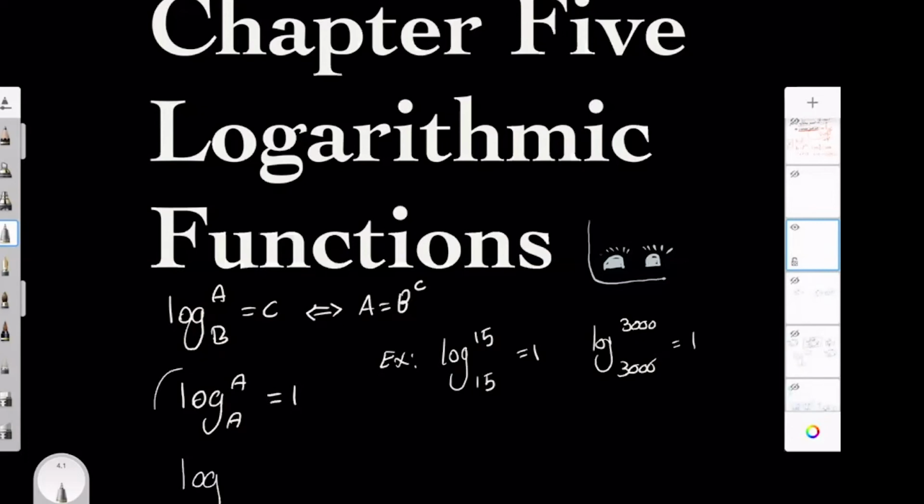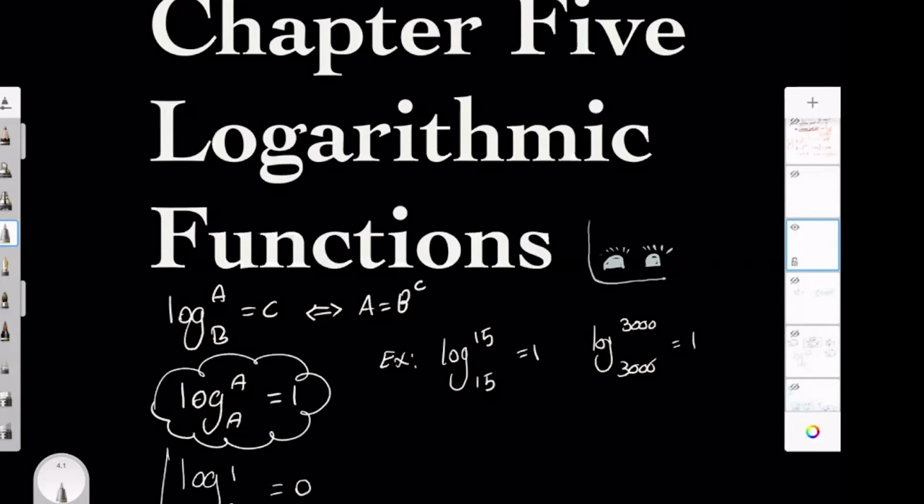So this is a property. We can prove it, or you memorize it. What is log of 1 to any base? Zero. Log of 1 to any base, the answer is 0.